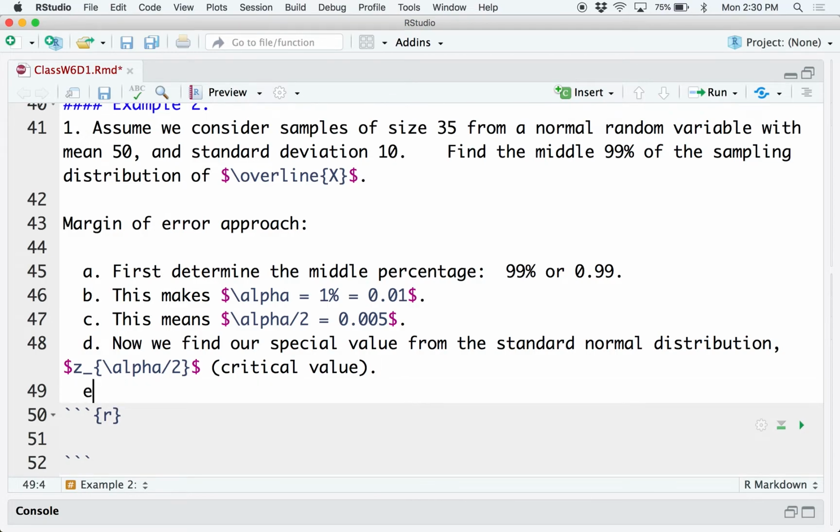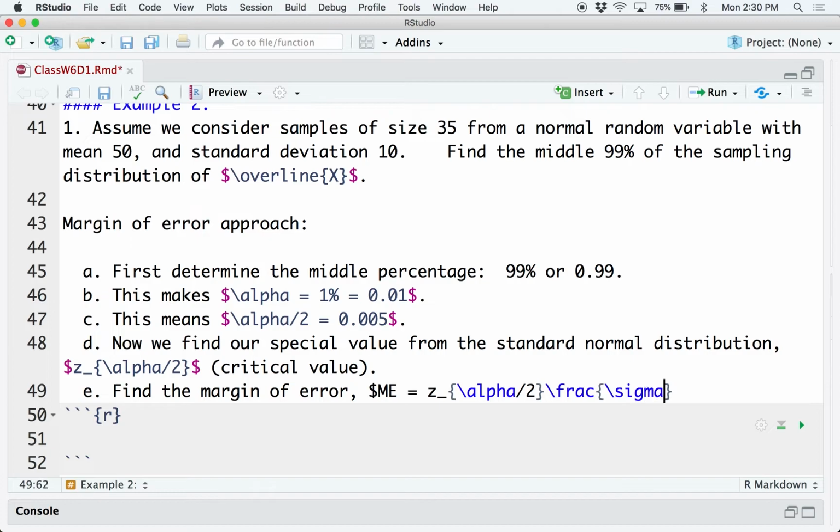After we're done finding that critical value, we're going to find the margin of error. Now in our case, the margin of error is equal to this z alpha over 2 times our sigma over the square root of n.